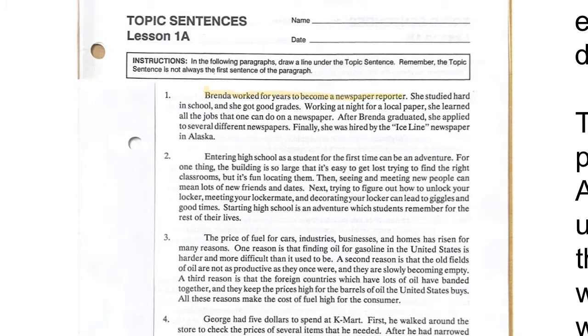The next sentence tells me what kind of work she did. She worked hard in school and got good grades. Even the next one, working at night for a local paper, she learned the jobs. That once again tells me how she worked. When she graduated, she applied for different jobs, and then finally she was hired. So the first sentence in that paragraph is the topic sentence.